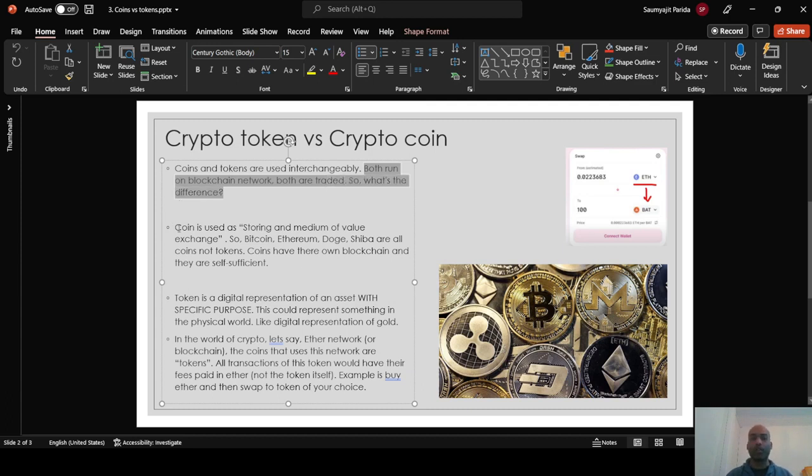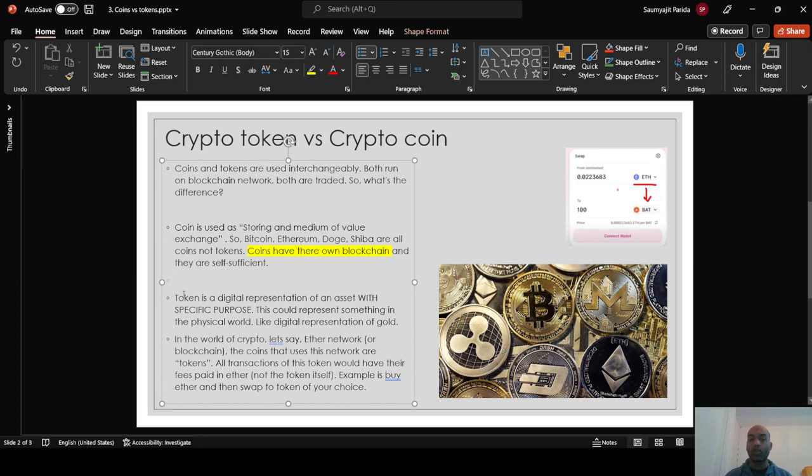Okay, first, the coin. Coin is used as a storing and medium of value exchange. It is stable, like Bitcoin is a store of value. Ethereum is a cryptocurrency, is a coin. Doge is a coin. Shiba, which is a meme coin, are all coins, but not tokens. Coins have their own blockchain. This is the most important concept, and they are self-sufficient. Okay, so this is about the coins.